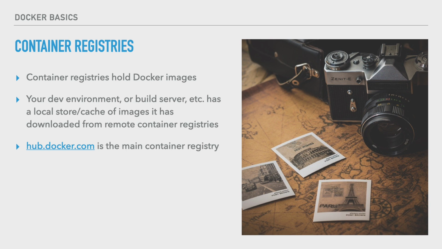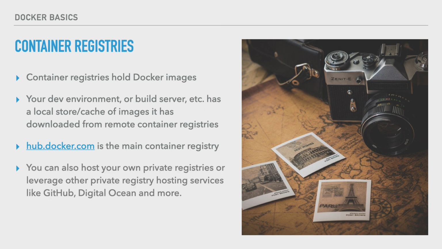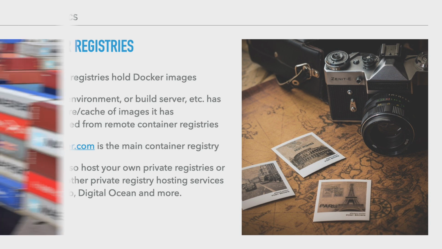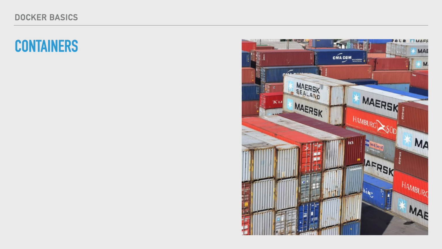Hub.docker.com is the default public container registry, but you can also host your own private registries or use services that provide private registries such as GitHub, DigitalOcean, and more. And what do you do with those images? You create containers. Containers are what we call the running images.